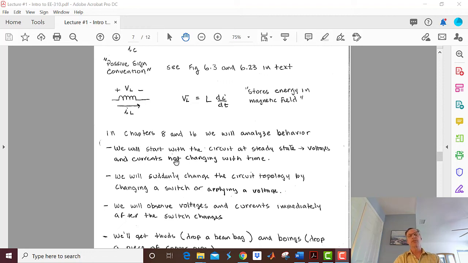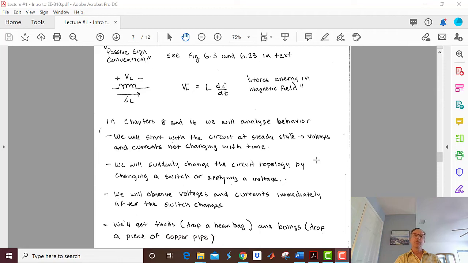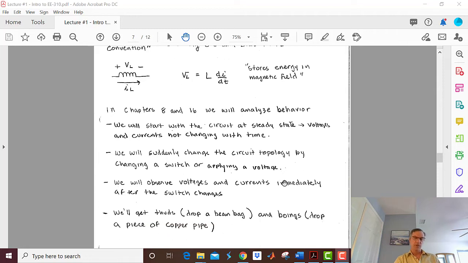So we're going to start with the circuit at steady state. Voltages and currents not changing with time. Then we're suddenly going to change the circuit topology at time equals zero. We're going to change a switch. We're going to apply a voltage. We're going to turn a current source on, something like that. And we will observe the voltages and the currents immediately after the switch changes.